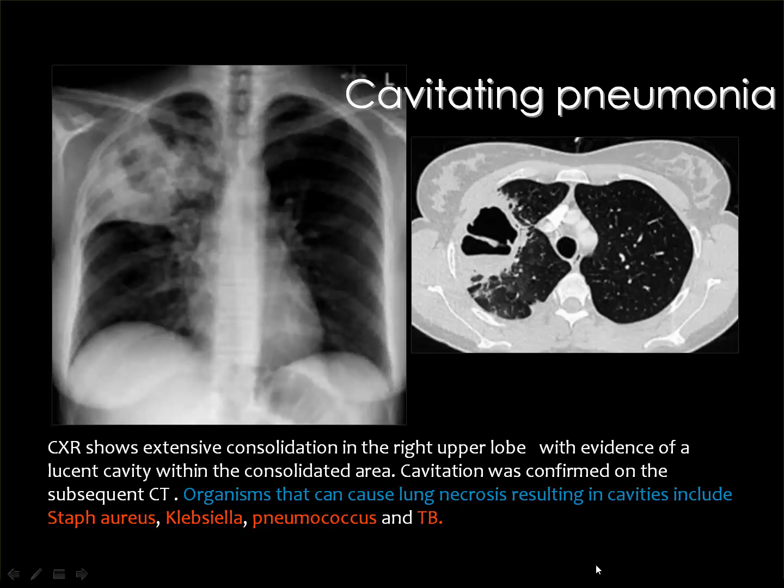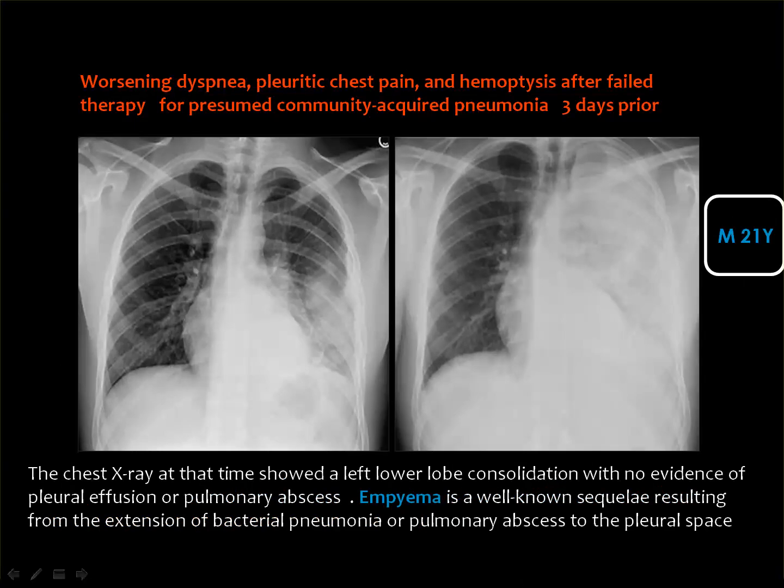Actually, we used to diagnose pneumonic consolidations in the upper lobes with internal cavitation as the sequelae of TB, because TB is one of the endemic diseases in our country, but still there are other possibilities like staphylococcal pneumonia, Klebsiella, and others. Then this patient with worsening dyspnea and pleuritic chest pain as well as hemoptysis after therapy or failed therapy for a community-acquired pneumonia.